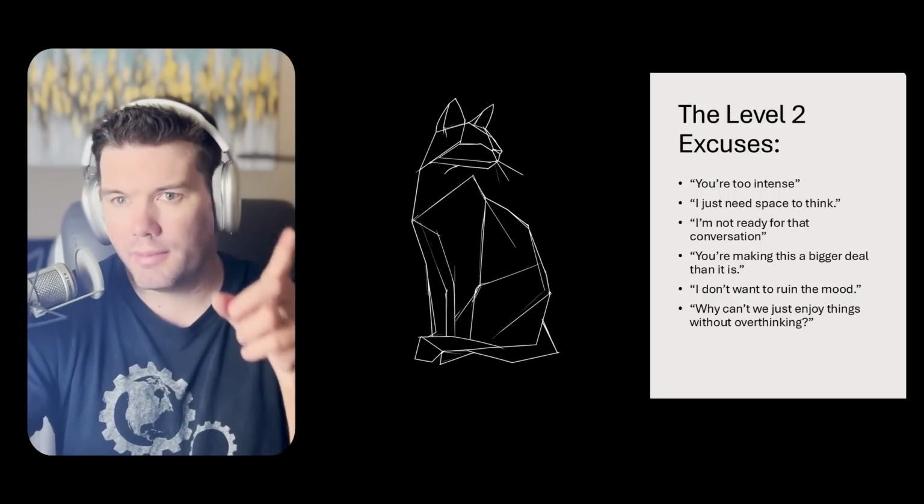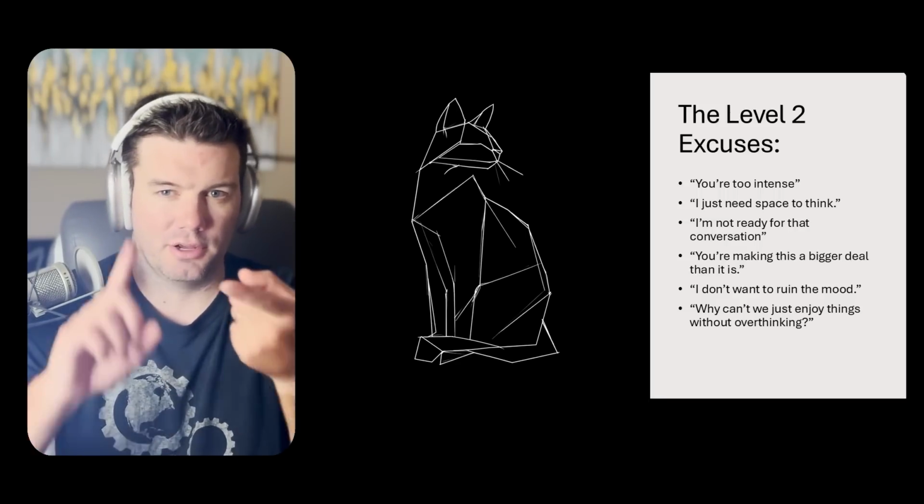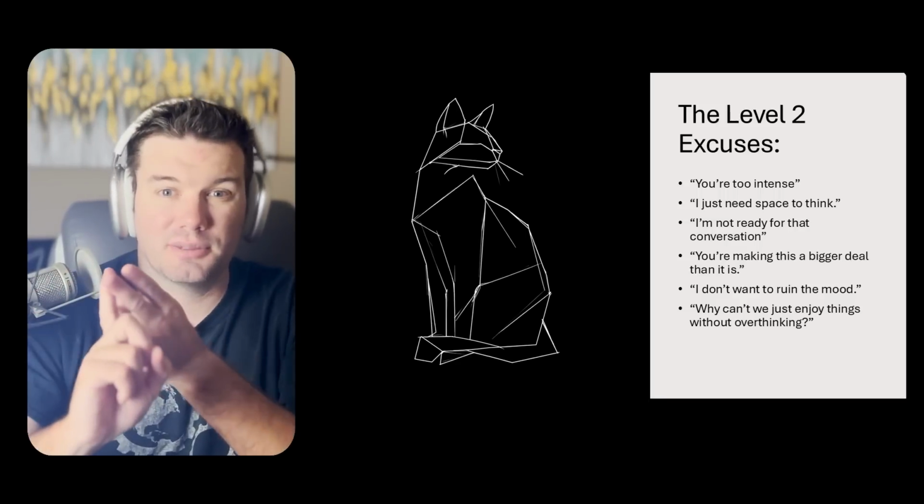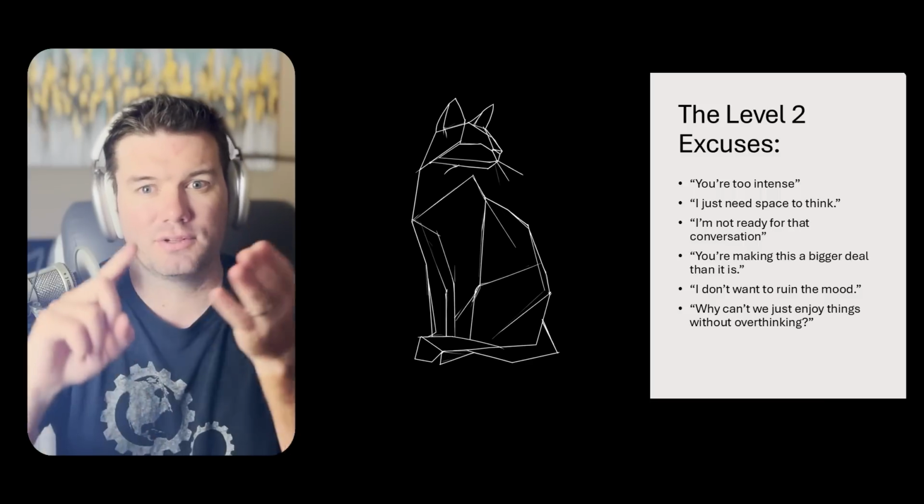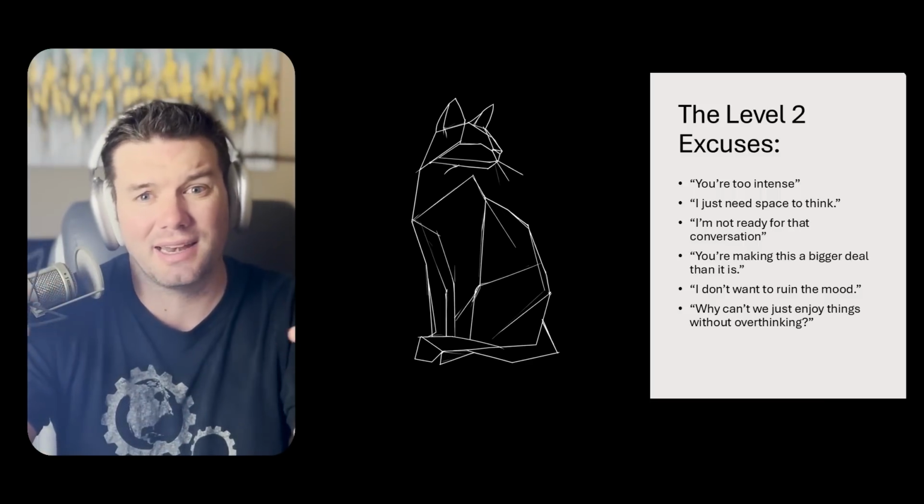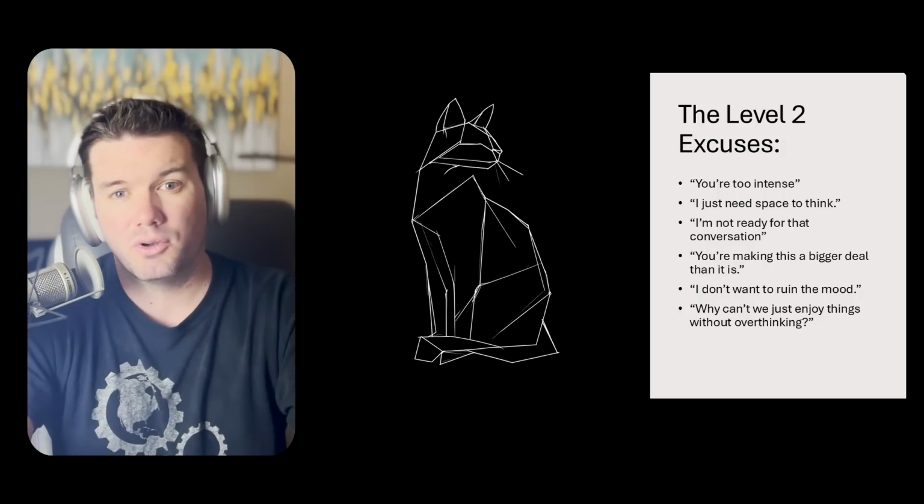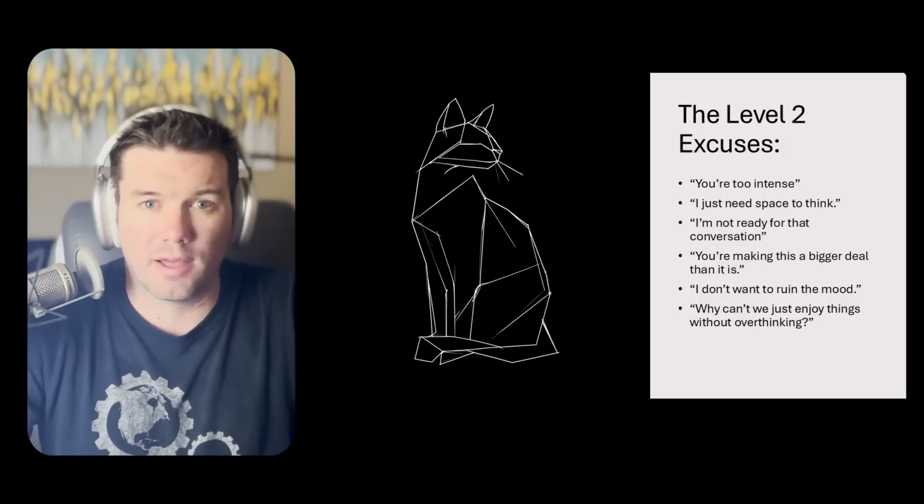Some of the most common level 2 excuses you're going to hear are: you're too intense. I just need space to think. I'm not ready for that conversation. You're making this a bigger deal than it is. I don't want to ruin the mood. Why can't we just enjoy things without overthinking? Essentially, that level 2 cat response is, I'll come close when I want, but if you chase me, I'm going to run. The danger here is inconsistency.